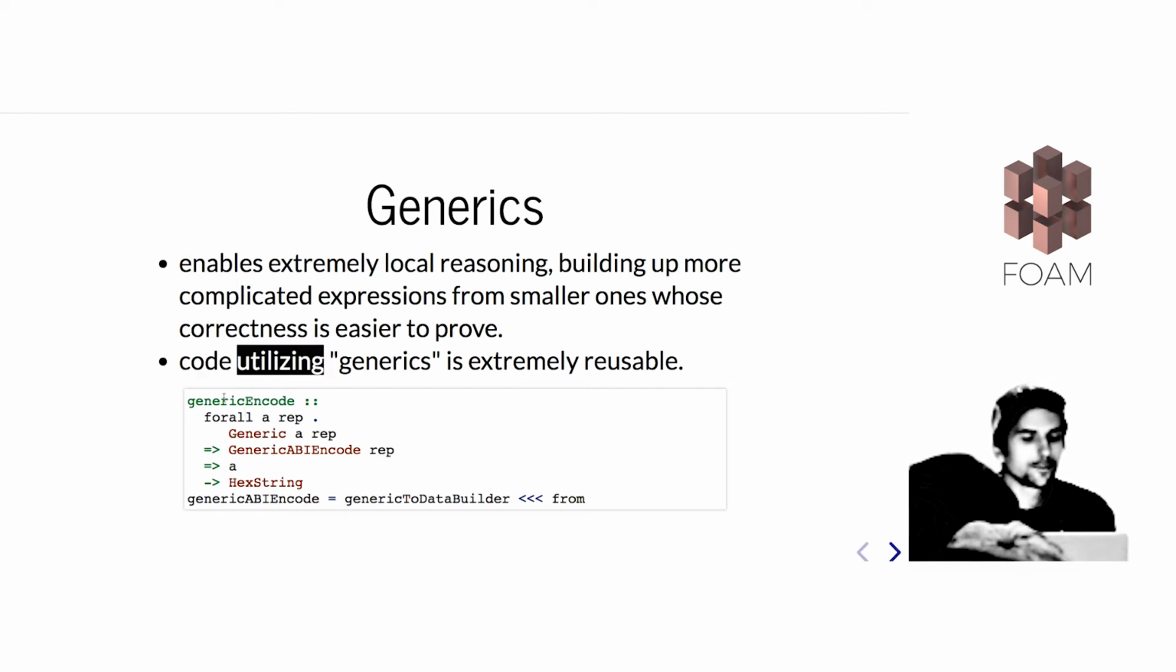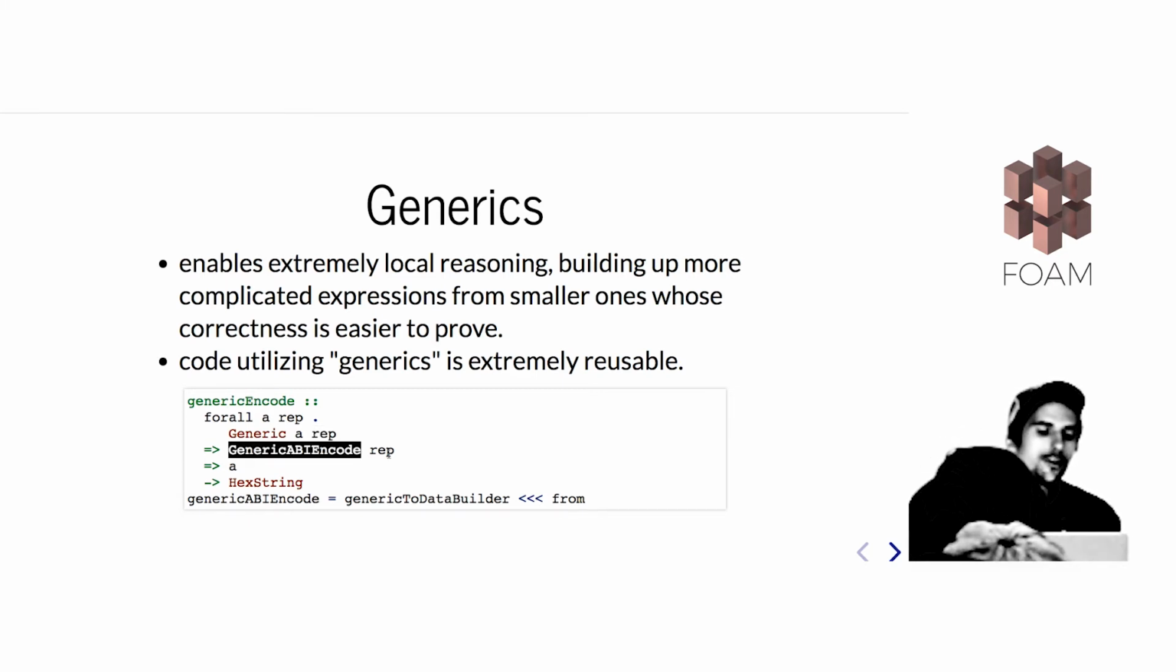I don't know. So, generic encode, the type signature here kind of tells you what it does. For any A and rep, where A and rep are type variables, if A has a generic representation of type rep, and you can generically encode rep, then you can generically encode A. How do you do that? You first change A to its generic representation, and then you apply generic encode. It makes your code really boring, but it also makes it extremely maintainable and easy.